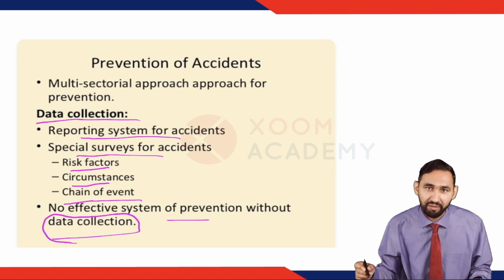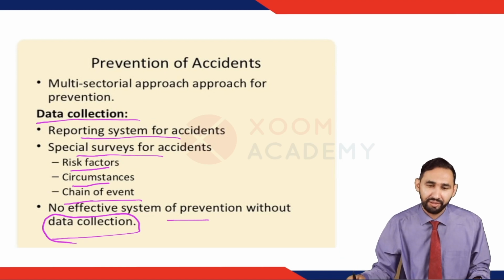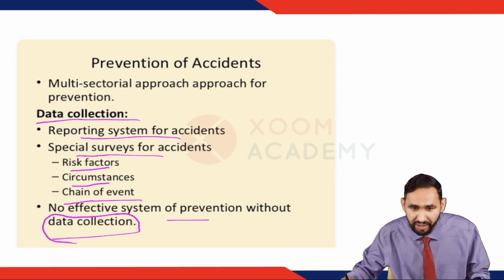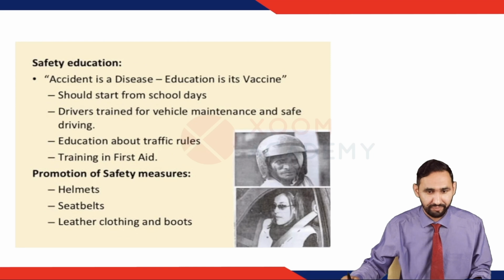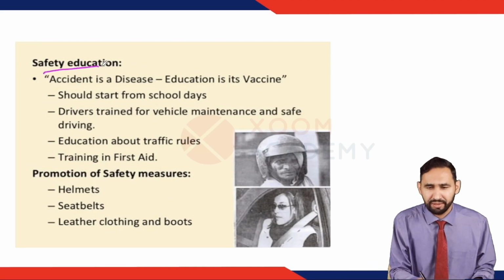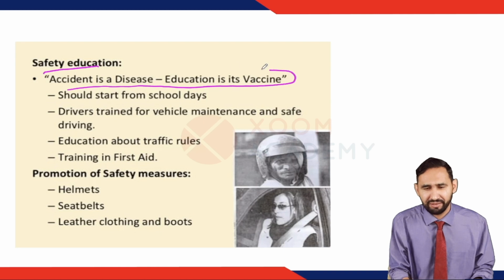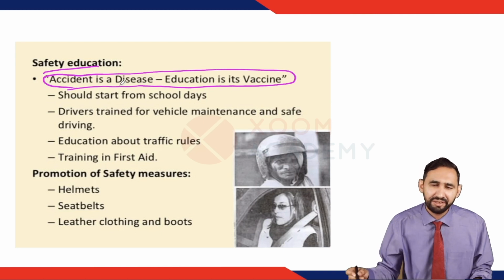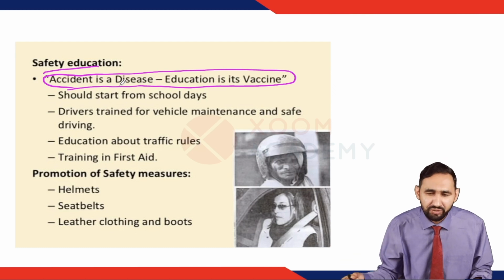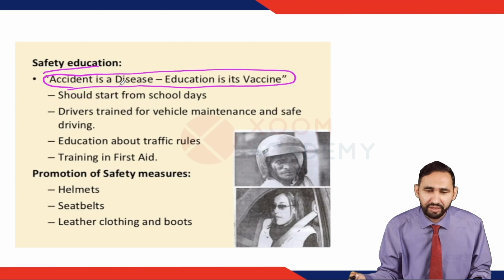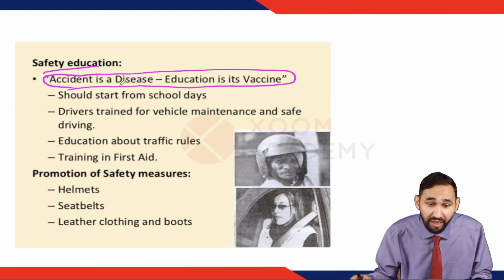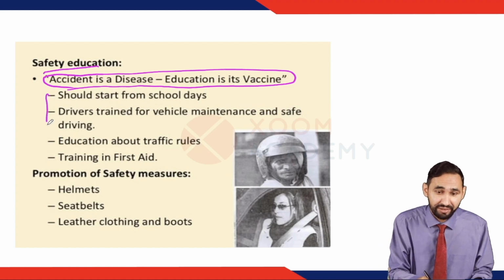We need to know about number of accidents, number of deaths due to accidents, what were the factors which were involved in accidents, factors regarding infrastructure. We need to know about infrastructure, so we need data. Safety education. Accident is a disease, education is a vaccine. So we can say that this disease is controlled by the vaccine of education. We need to educate our people regarding prevention of accidents, regarding use of seat belts, regarding traffic rules, regarding training in first aid. Drivers should be trained regarding maintenance of vehicles. What is safe driving? So this is education regarding accidents.